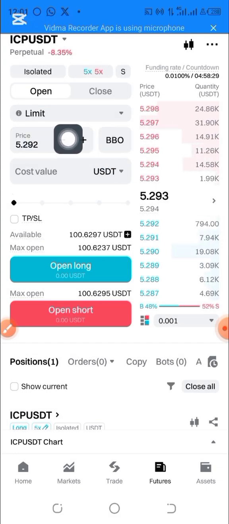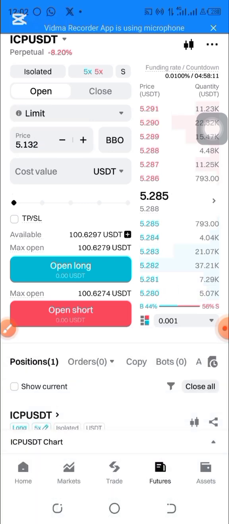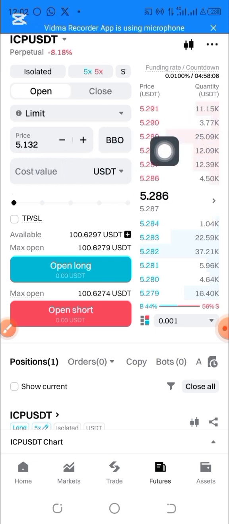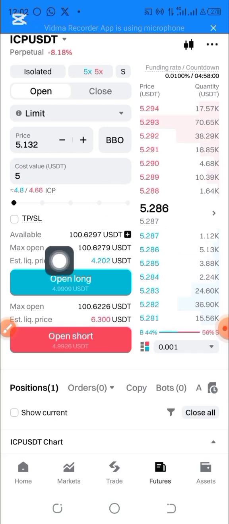So here I want to enter it. Once it comes down to 5.132, if the price of this ICP comes down to 5.132, I want to spend the next $5 there. So I put $5 here again, then I will click on open long again, open long, confirm.